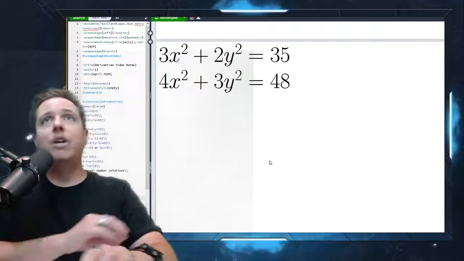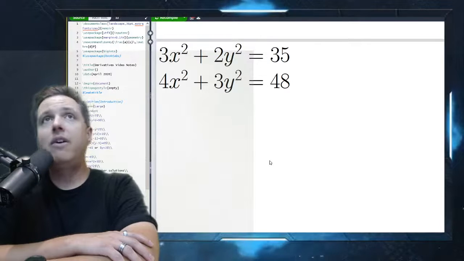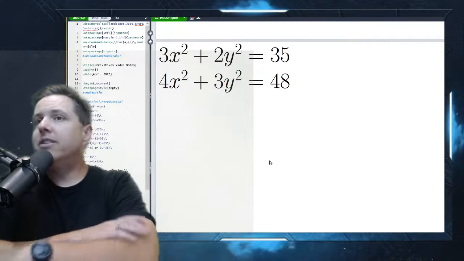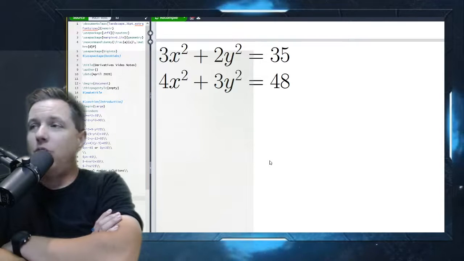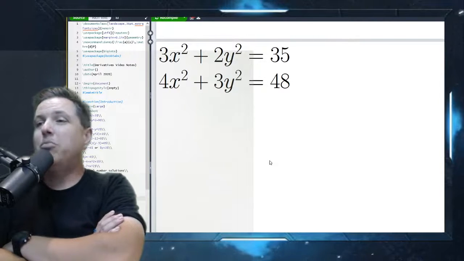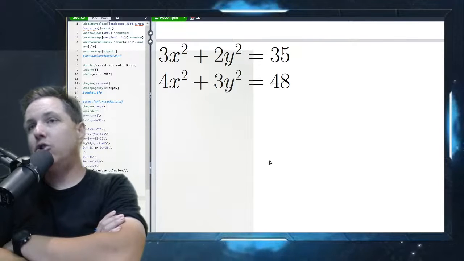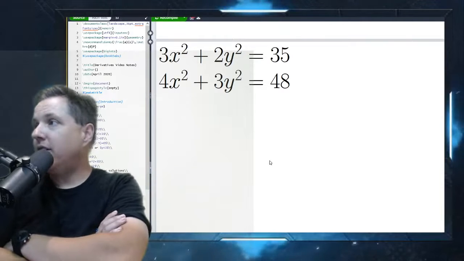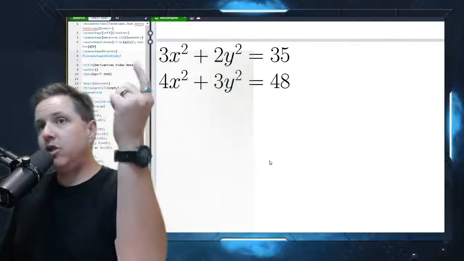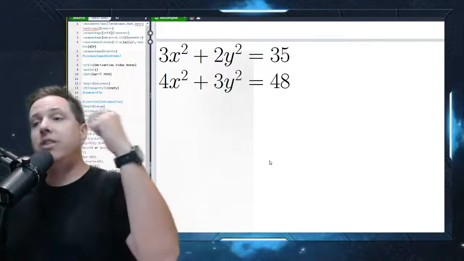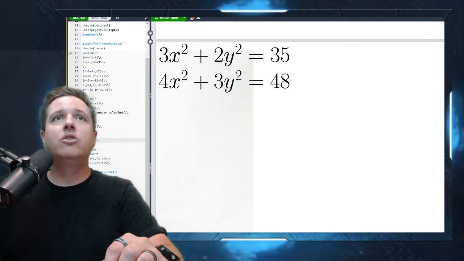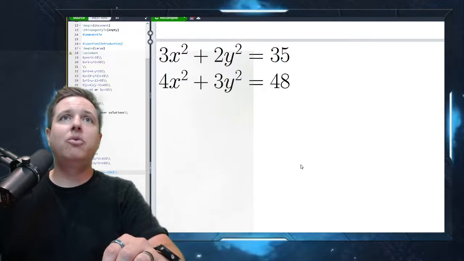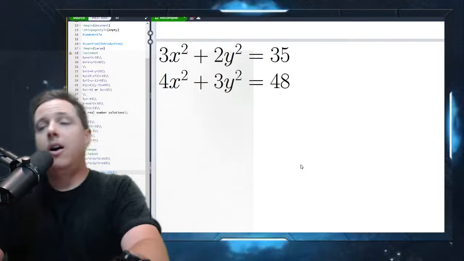Here we have our problem: 3x squared plus 2y squared equals 35, and 4x squared plus 3y squared equals 48. We want to solve this system of equations. Usually, when you see a problem where all the variables are squared, the easiest way is going to be the elimination method. We just solved one with the substitution method. Now we're going to solve one with the elimination method because I think that's going to be a little bit easier here.